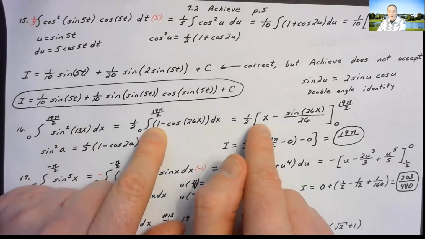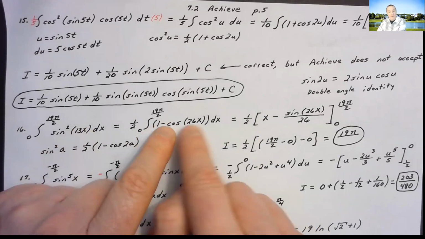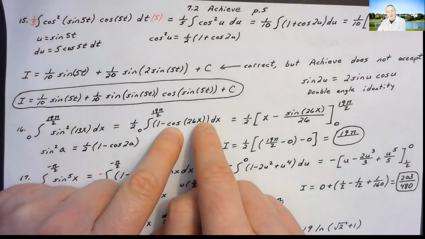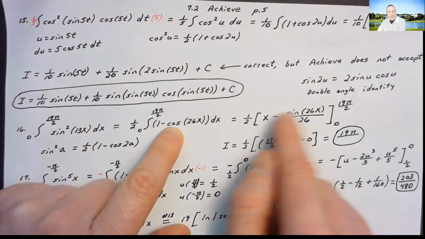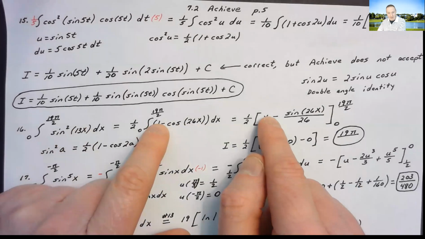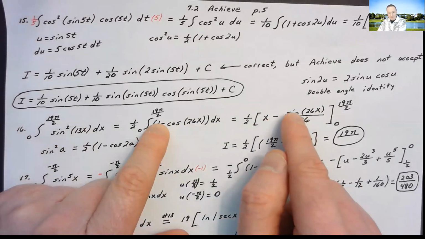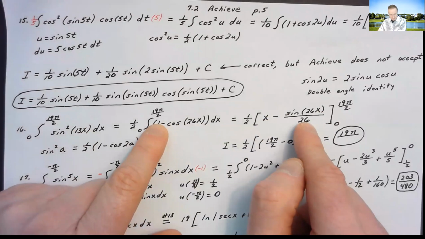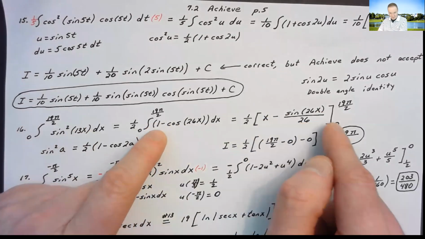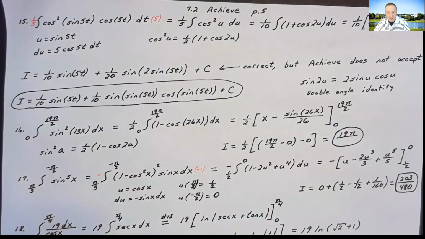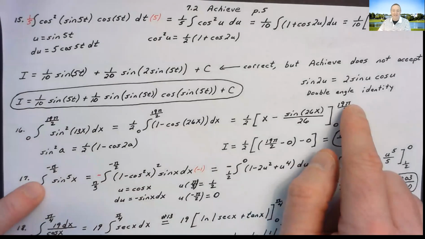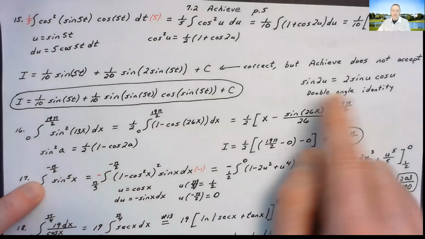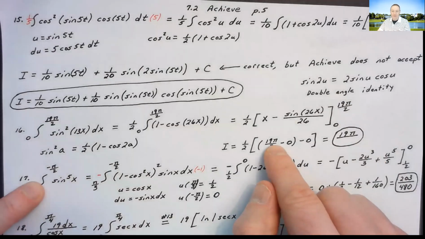The integral of 1 is x. The integral of the cosine of 26x, that's going to become the sine of 26x. So I have, since this was a minus, this is still a minus, the sine of 26x divided by the derivative of that angle, divided by 26. We're now evaluating this from 0 to 19 pi over 2. When I plug the 19 pi over 2 in, of course, the first term is 19 pi over 2.